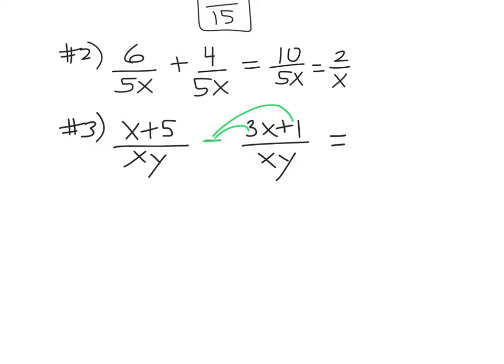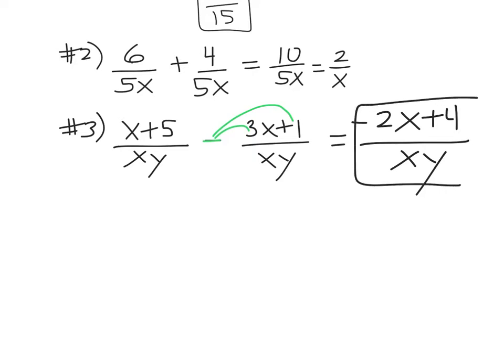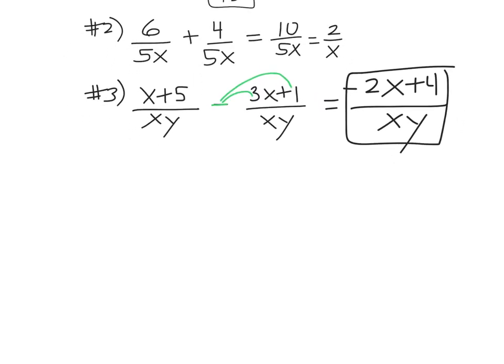All right, so this is x minus 3x. What's x minus 3x? Negative 2x. And what's 5 minus 1? 4. And then this is all over xy because we already have a common denominator. And that would be your answer. You can factor out a negative 2 up top and do all that stuff, but you don't need to. And that's fine.